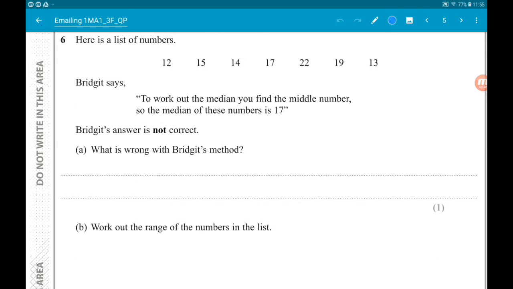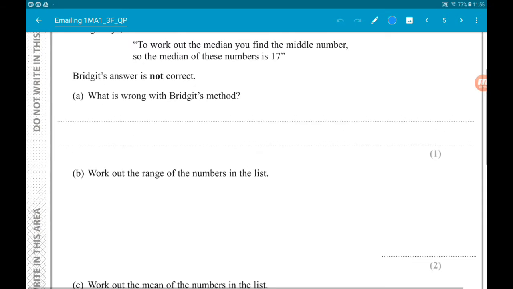Part B wants us to work out the range of the numbers in the list. So the range is the biggest, take the smallest. The biggest number is 22, and the smallest number is 12. So the range is 22, take 12, which is 10.